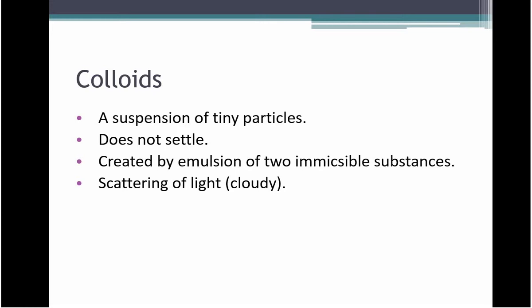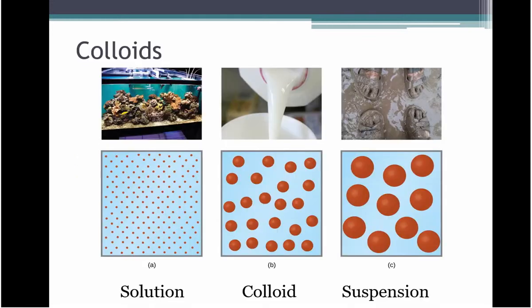The last thing I need to say is about colloids. Colloids are a suspension of tiny particles that do not settle. It's really just an emulsion of 2 immiscible substances. They tend to be cloudy, so they scatter light. The best example is really milk.